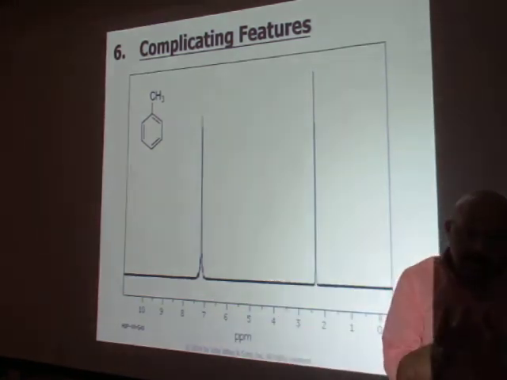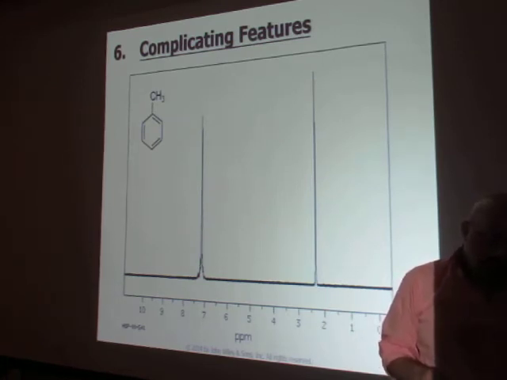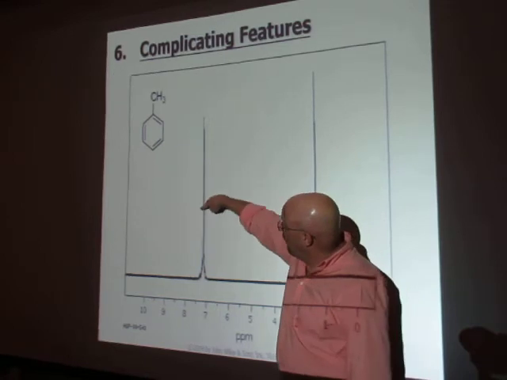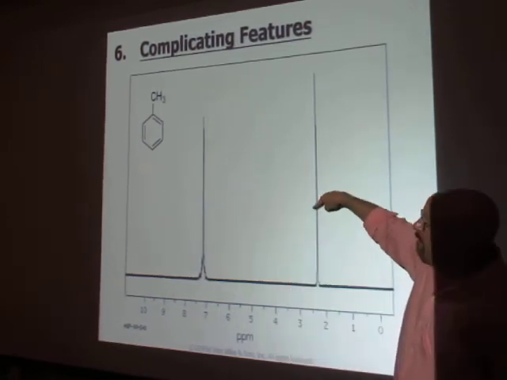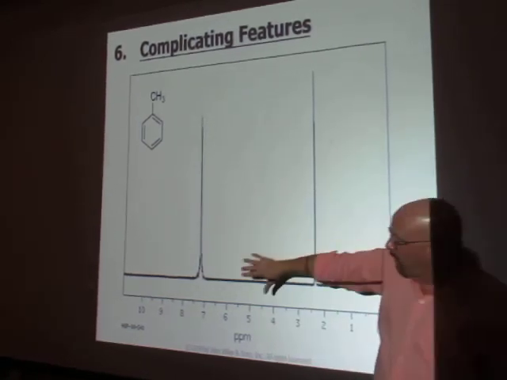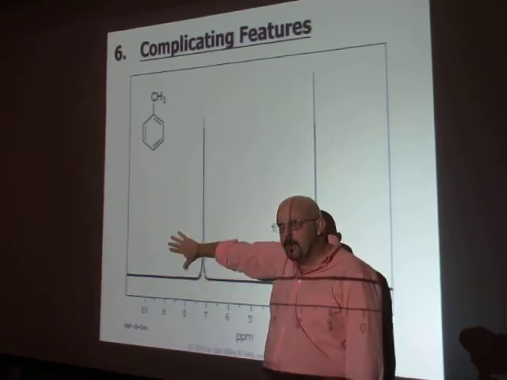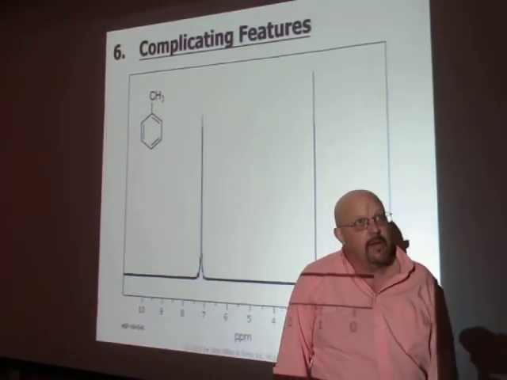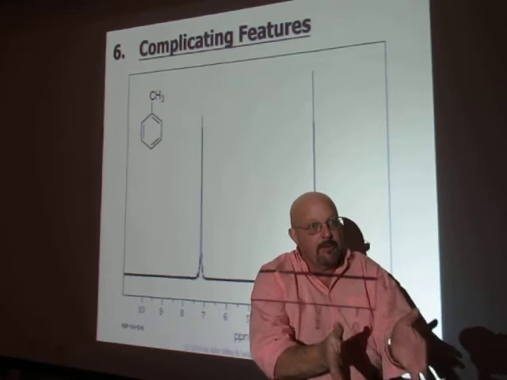Now, how do I know what's happening here? One of the things you can do is look at the integration. This would integrate 5 to 3. So if my aromatic region here is integrating for 5 protons, I know all of them are coming right there under that signal.